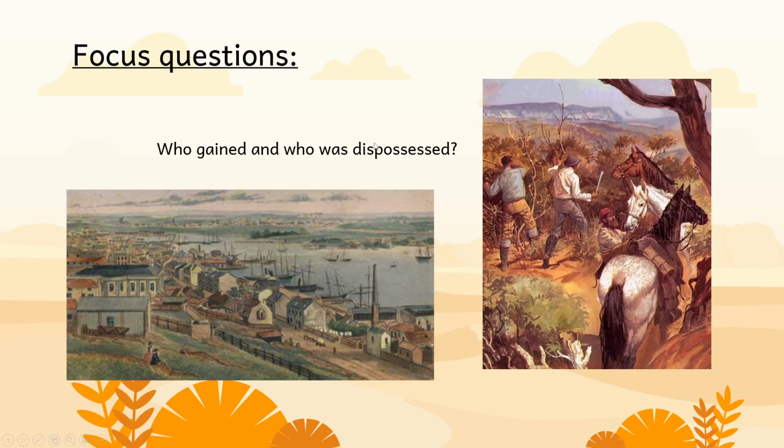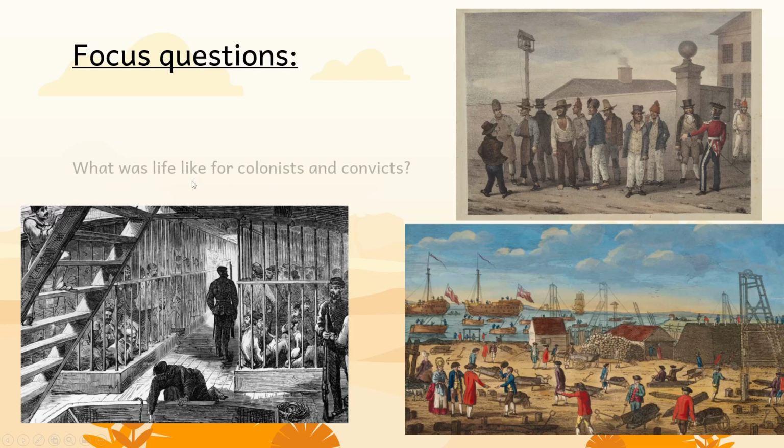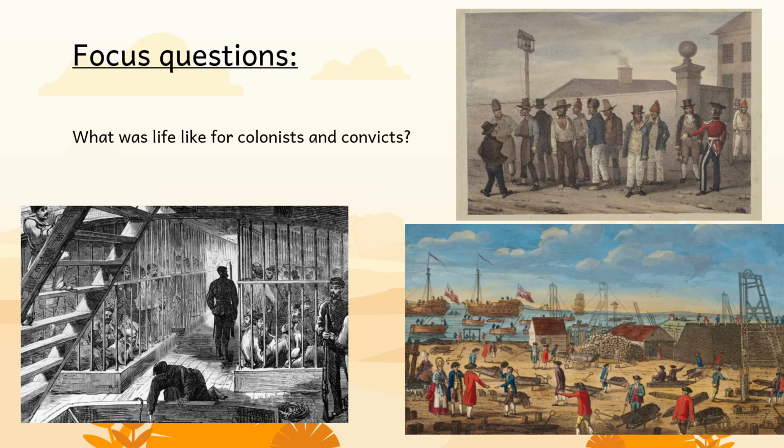And who was dispossessed? Who was here first? Whose land got taken away? Here we have some settlers working. Maybe they're clearing the land, and they're going to grow crops on it so they can gain.